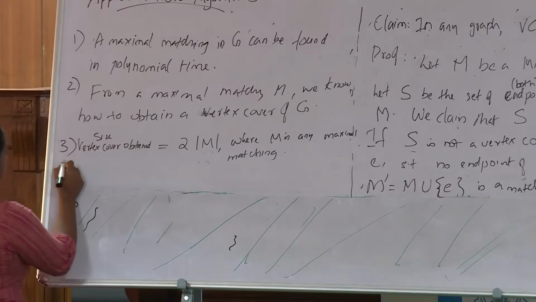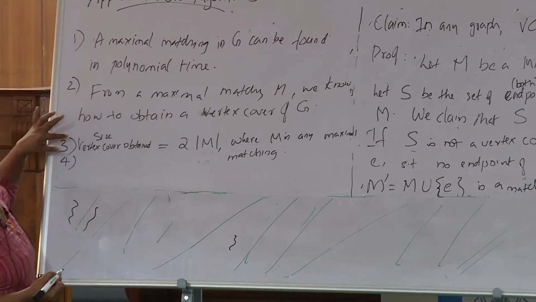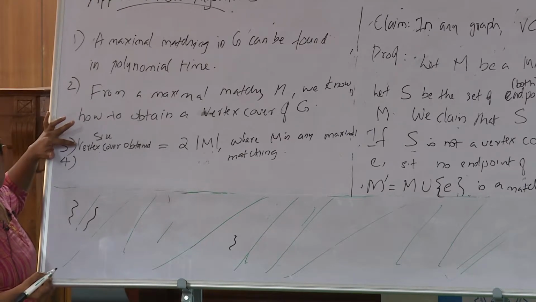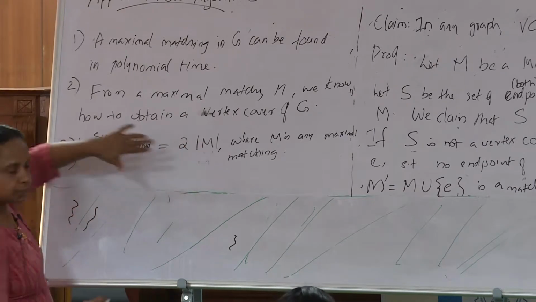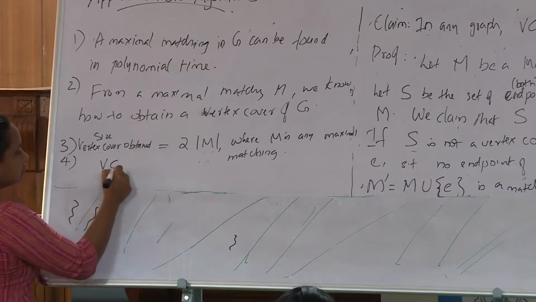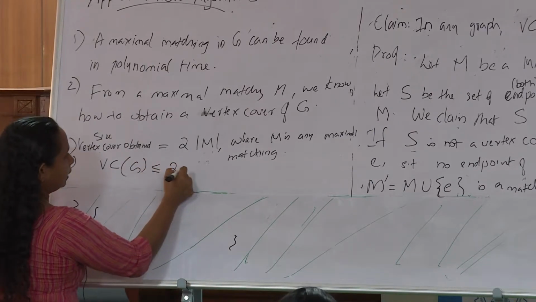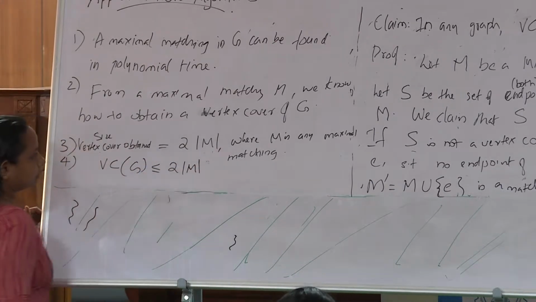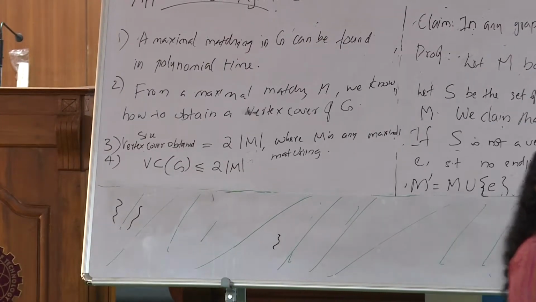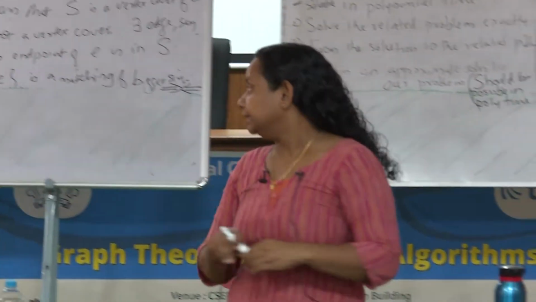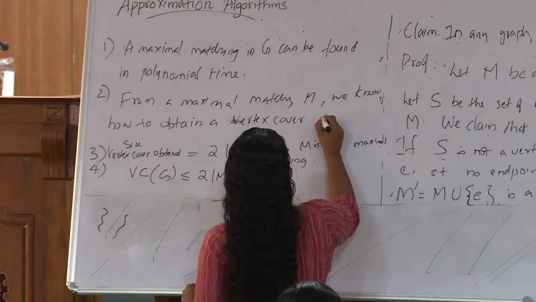So I know that my minimum vertex cover is of size less than or equal to any vertex cover, right? The obtained vertex cover is of size 2m, exactly 2m. So I know that my vertex cover number of G is less than or equal to 2m, right? But I want to show that the vertex cover that I obtained, let me call it S of G.